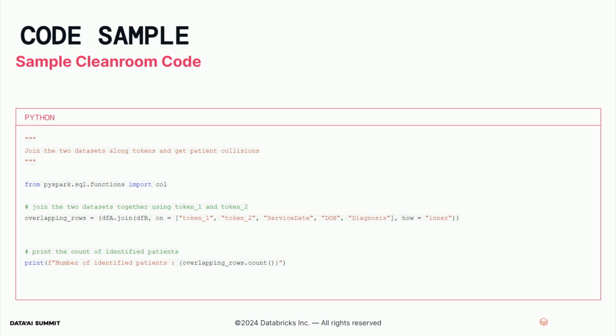And then after we join these two data sets, we now have a unified data set. And we can actually get very useful information out of this. This is a very simple one. Let me get the number of identified patients that are actually similar between both data sets themselves.